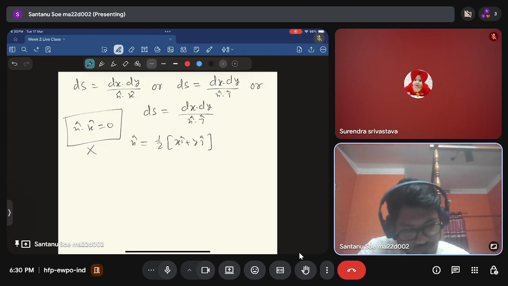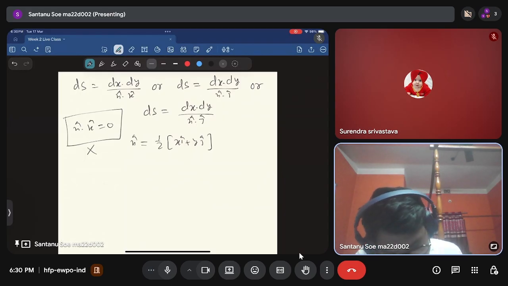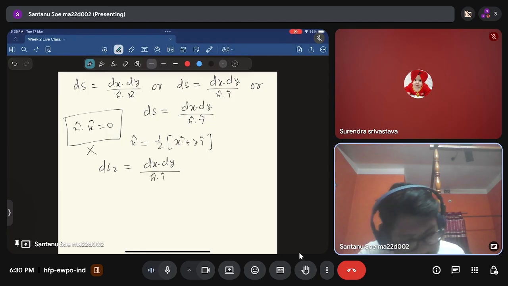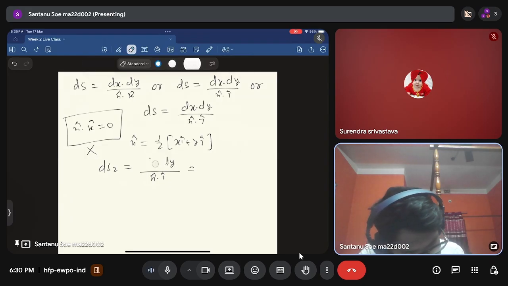So that's why we're going to project onto the yz plane. You can also project onto the xz plane, and both are the same thing. So we'll take d of s2 equals dy dz divided by n cap dot i cap, since we are projecting onto the yz plane, so it will be i cap, and this will be dy dz.